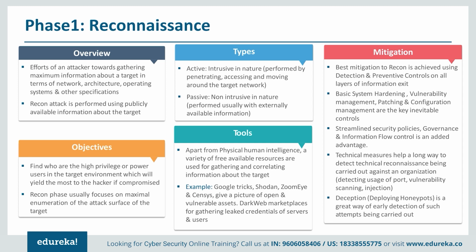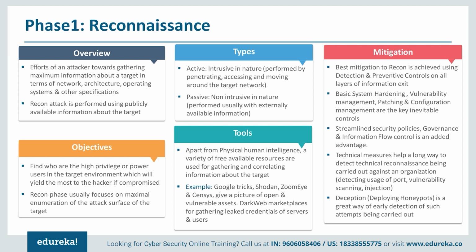Active intrusion: they perform the penetration testing and use cyber weapons to test the attack. Passive is already gathering, or paying some amount and getting information about your company. Actively, if I'm not participating in the collection of your data, that is passive. I can use some other source to gather information about you. So what are the tools available apart from physical human intelligence?